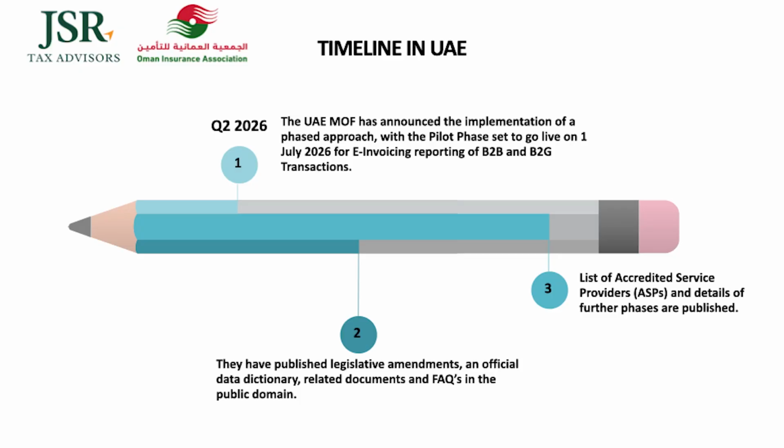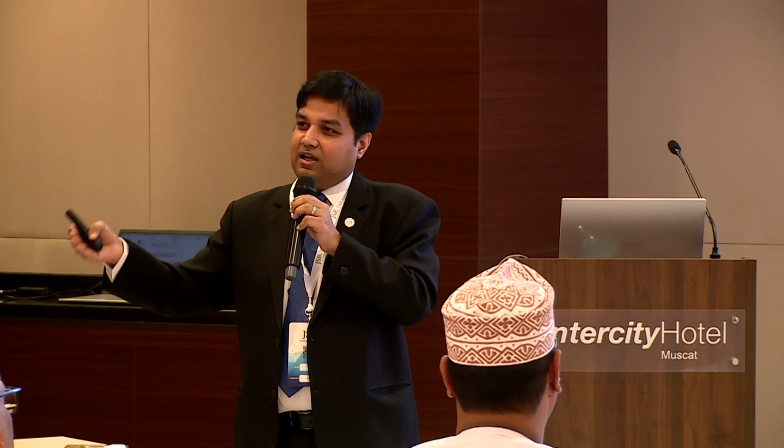Now let us see what the timeline is in UAE. In UAE, they are also doing it in phases. At present, they have just announced the timeline for 3 phases. And the difference between Oman and UAE is that they are not starting with B2C. They are just starting with B2B and B2G. B2C they will cover in the coming phases. This is the major difference between Oman and UAE.